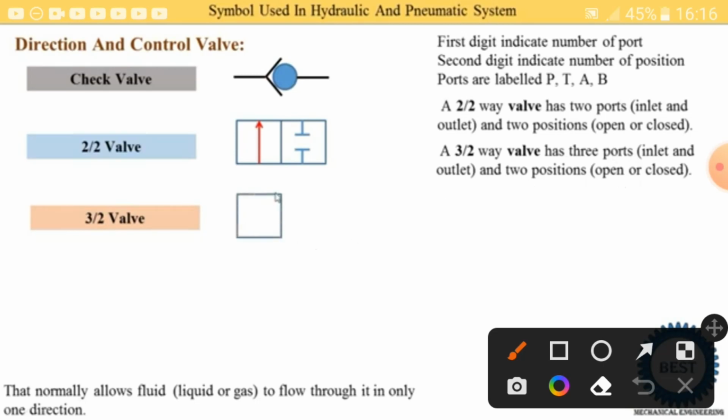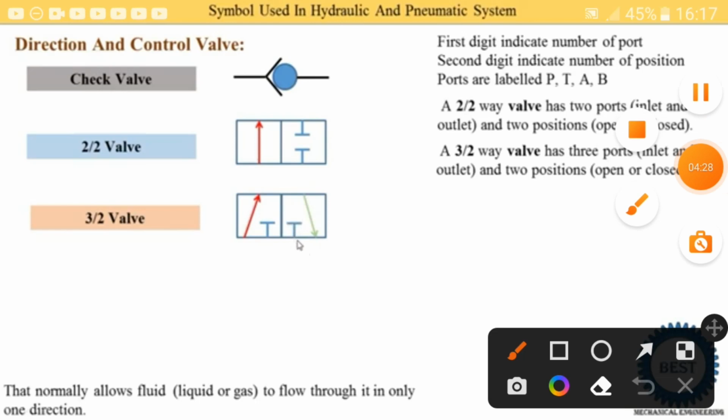Now there are 2 positions, so we draw 2 squares, and the 3 ports are provided in every position. So there are a total of 6 ports. In one position there are 3 ports. Here the oil enters the P port and is supplied to the A port, and the other one, the T port, is closed in this position. Now this is the second position. In the second position, oil is returned from the actuators, from port A to port T, and the P port is closed.